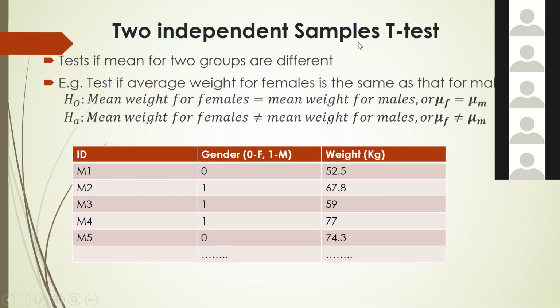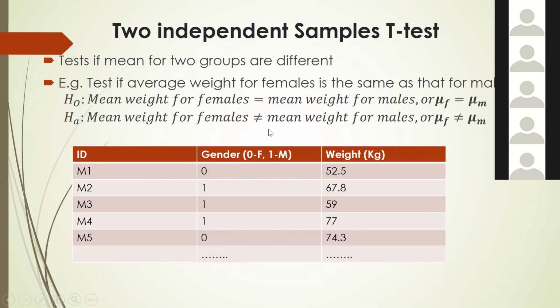While in two independent samples t-tests, you will find that it tests if the means for two groups are different. So for this one, you are testing if the mean weight, for example, for females is equal to the mean weight for males. This is an alternative that the mean weight for females is not equal to the mean weight for males. That's an example of this one. And you'll find that for notation, mean female is equal to mean male, mean female is not equal to mean male. And this is how the data will look like.